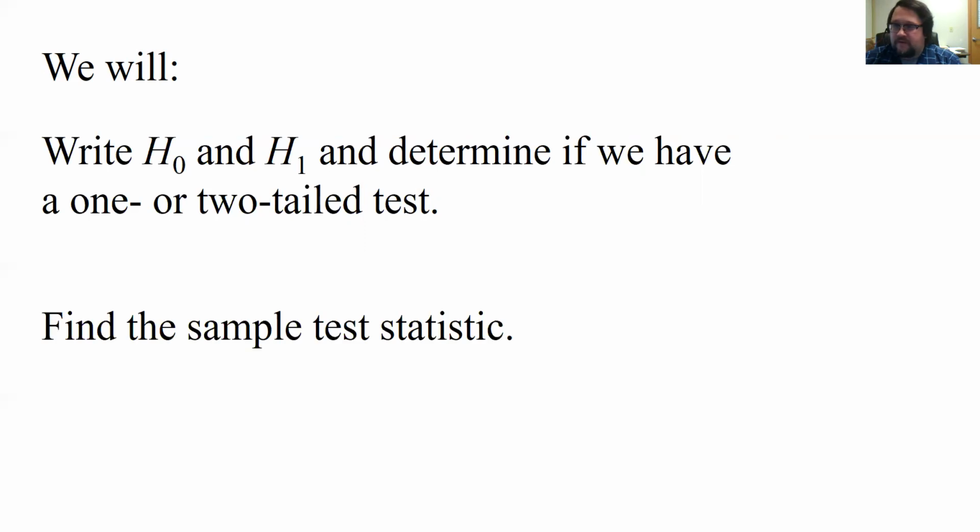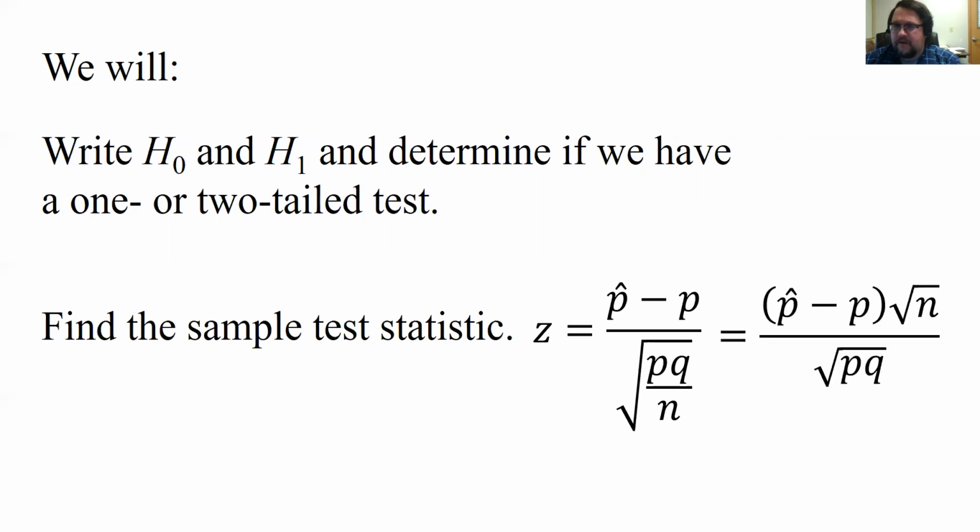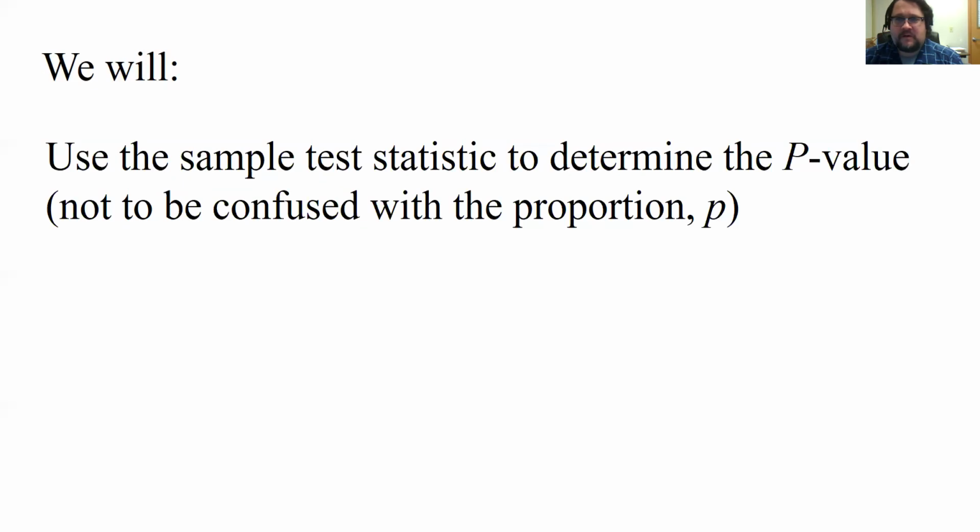We're going to find the sample test statistic, and we're going to use our formula very similar to what we did before. We're going to subtract our population parameter from our sample statistic, and then we're going to divide that by the standard error. I'm going to manipulate this formula a little bit and just use this version of it. That's pretty similar to what we did in 8.1 and 8.2. All right. Then we're going to calculate our p-value.